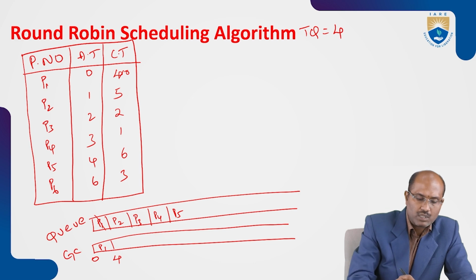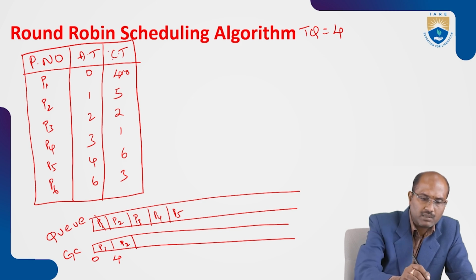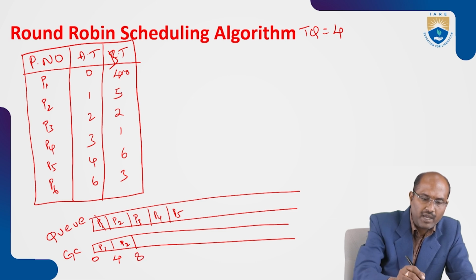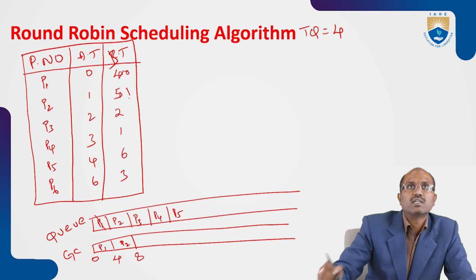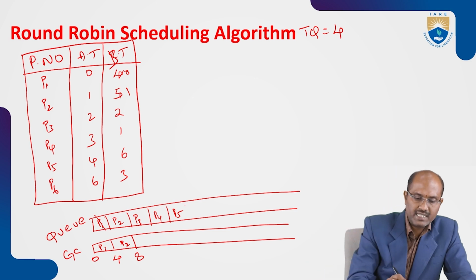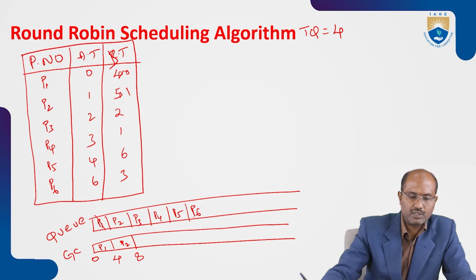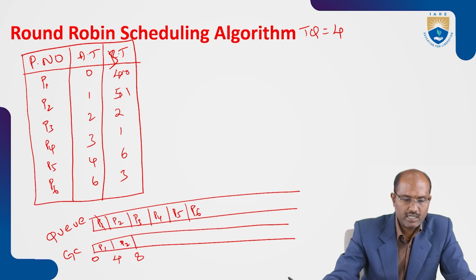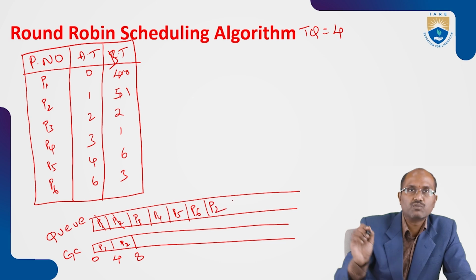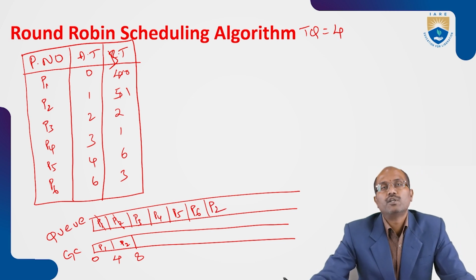Then P2 comes into the CPU and enters the Gantt chart. Its burst time is 5 units of time. 4 completed, so 1 unit of time is left. Up to 8, P6 also enters the queue. P2 has 1 unit of time left, so P2 enters the queue again.